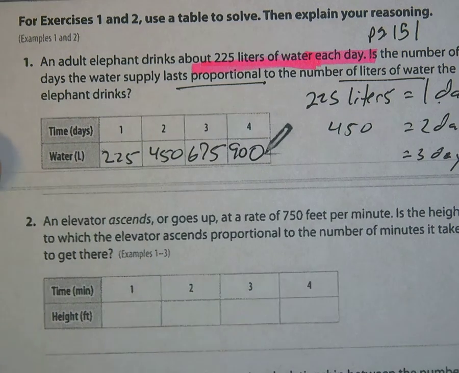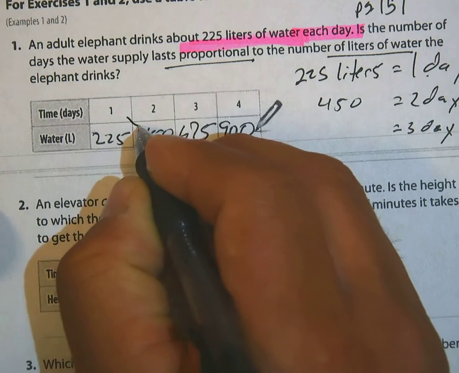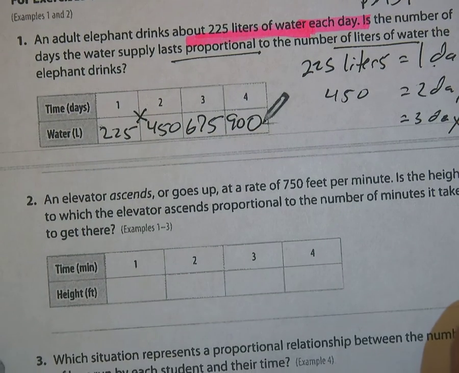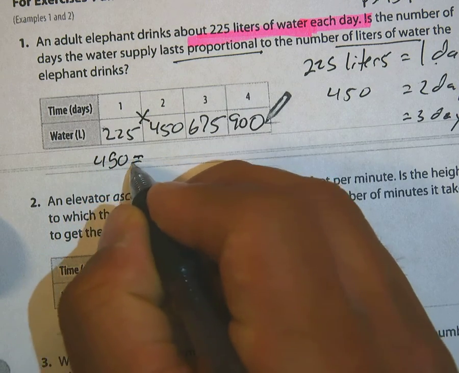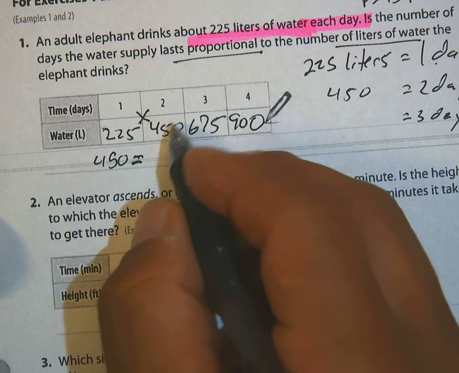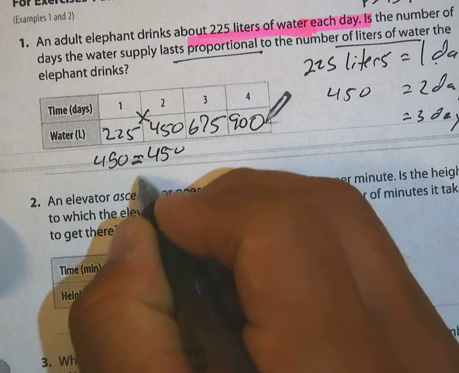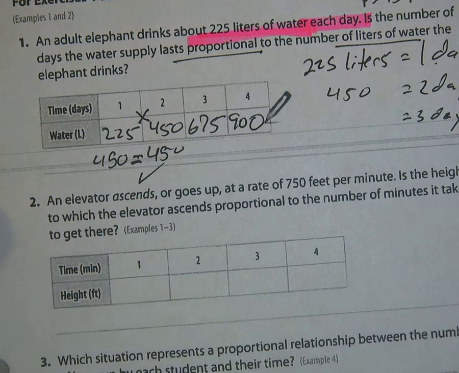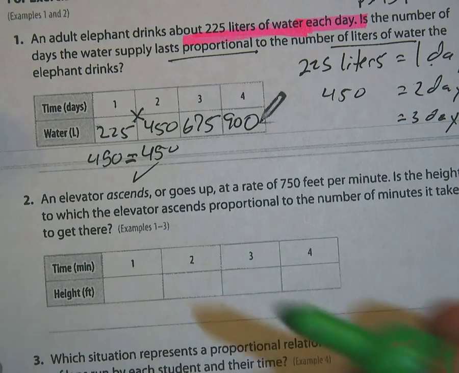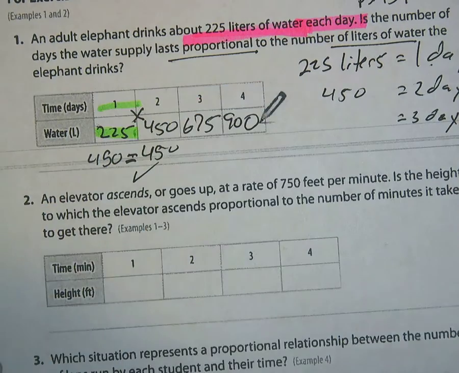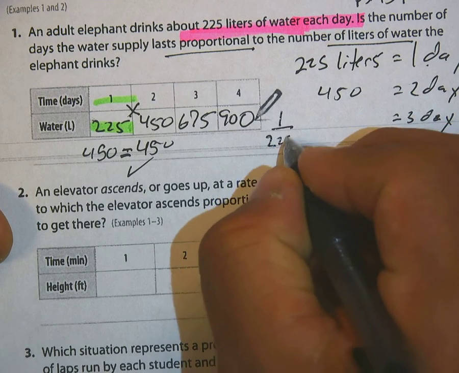I want to know if it's proportional. If you want to know if it's proportional from a table, you can cross multiply. Here, 450 equals, well, 225 times 2 is 450. So that checks out. But you must try another ratio for it to be true. So I told you before, I'm gonna stick with the first ratio. I like the one because there's a 1. So I'm gonna use that ratio. Okay, well, one day, 225 liters.